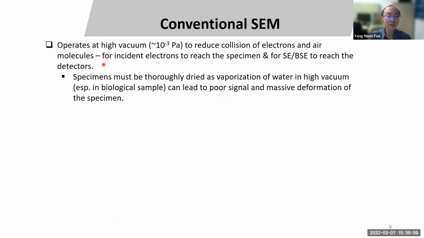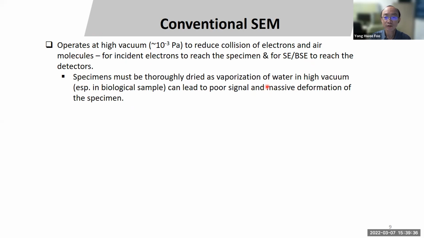The purpose, the reason is quite obvious. You want to prevent the incident electrons from being scattered. You want the incident electrons to reach the specimen, as well as for the generated electrons to reach the detector. Because you operate at high vacuum, your specimen must be thoroughly dried, right?